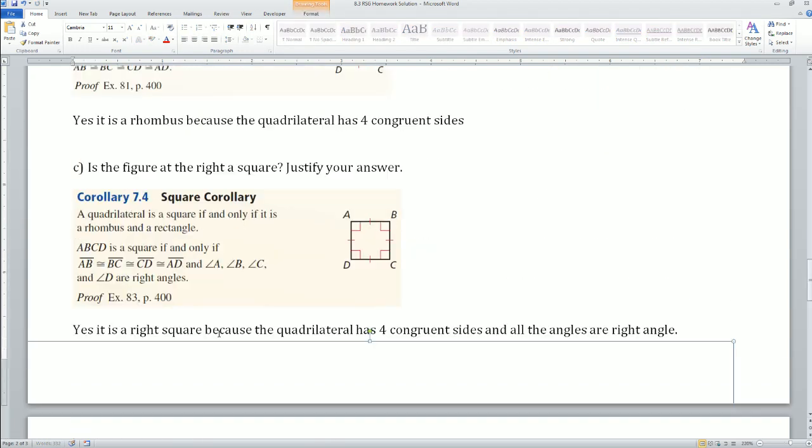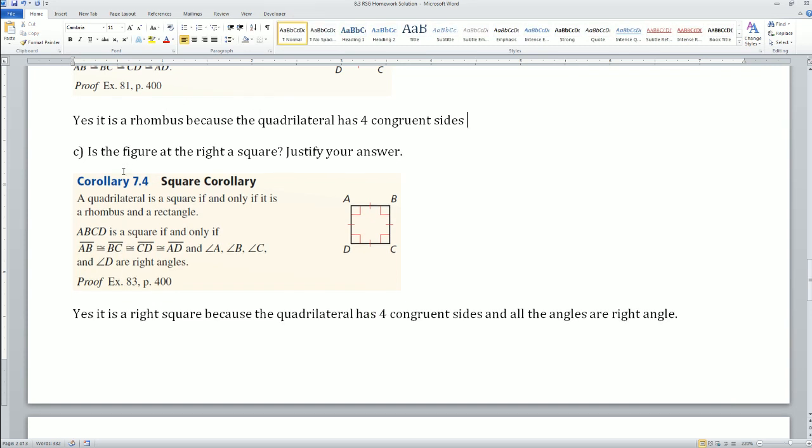Last one. Is the figure a square? There's only one corollary to the square. A quadrilateral is a square if and only if it is a rhombus and a rectangle.